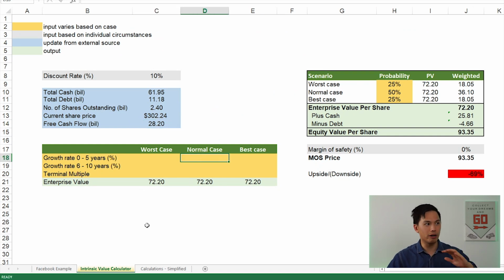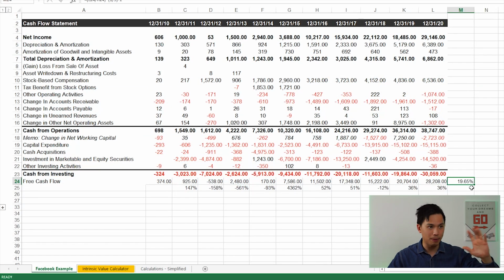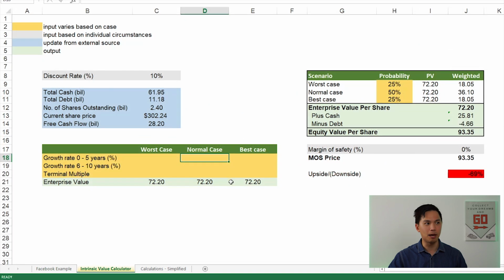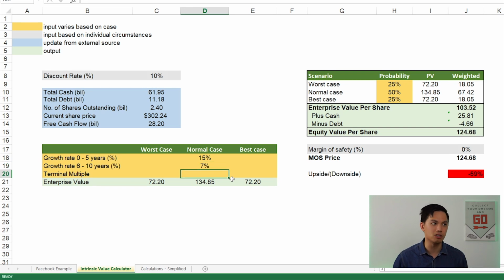So now moving on to our normal case scenario, now that I have an expectation that the business has grown in the past at 19.65%, I'm going to use an even lower rate just to be a little bit more conservative. So I'm going to use 15% for my normal case, assuming that business continues as normal. I assume that for the next 5 years, and for years 6 to 10, I'm going to use an even lower rate, roughly half, 7%. The reason I use a lower growth rate in years 6 to 10 is to reflect that the business is growing bigger and bigger, so it is getting harder and harder for the business to grow.